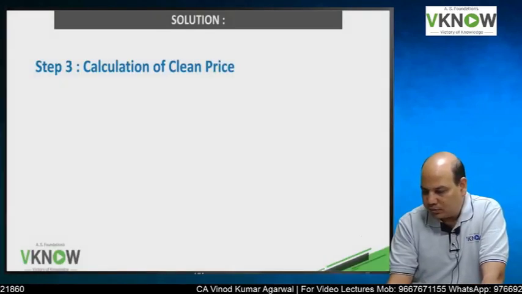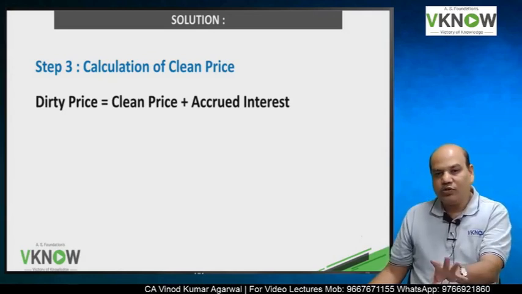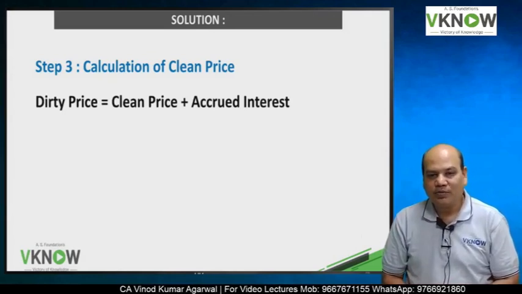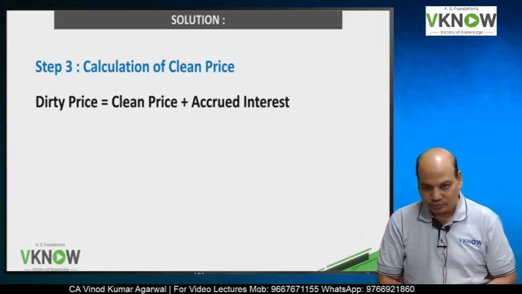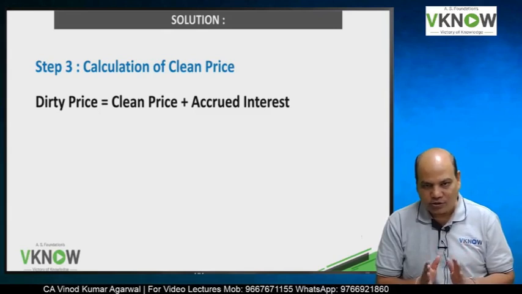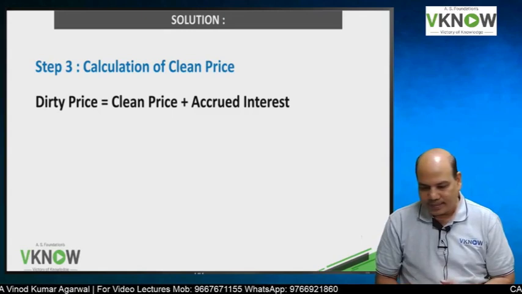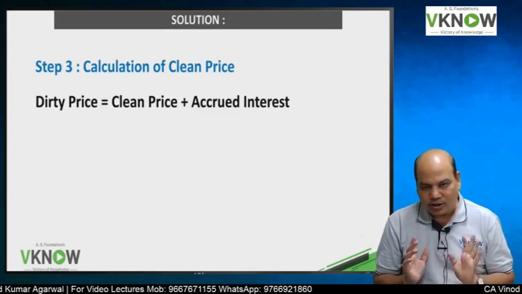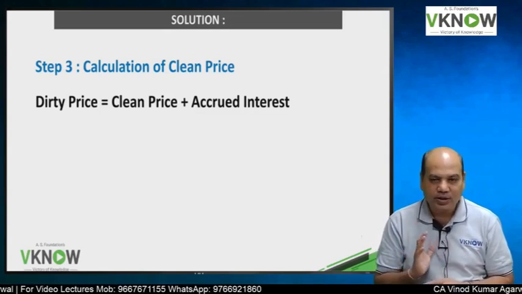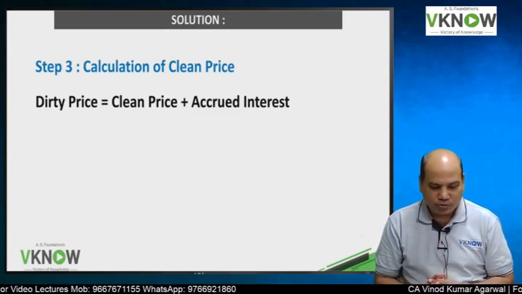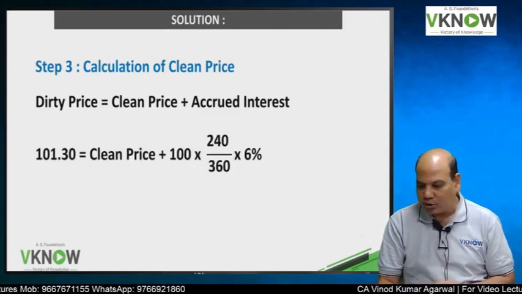Last step, write down the calculation of clean price, which is very easy. This they teach in your accounts chapter, investment accounting, and also debenture accounting. Cum interest price is equal to ex interest price plus interest accrued. Dirty price means cum interest price. Clean price means ex interest price. You have to find out what is clean price. I will write the equation, you will solve.